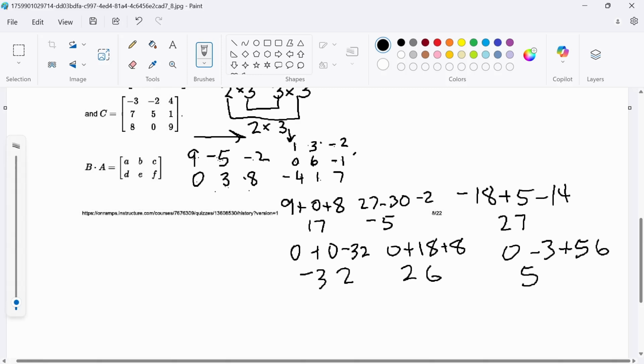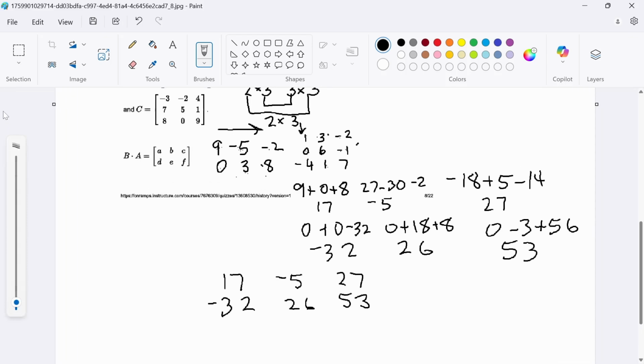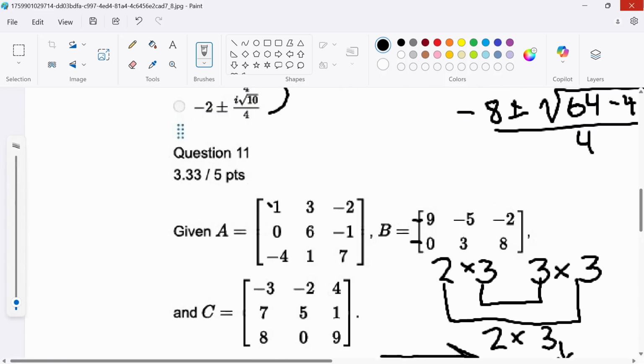56 minus 3 is 53. So there is the result of that multiplication: 17, negative 5, 27, negative 32, 26, 53. And I think originally, when I worked this, I got positive 5. I forgot the negative sign. So always double check your work on these. But anyway, that's how to do matrix multiplication.